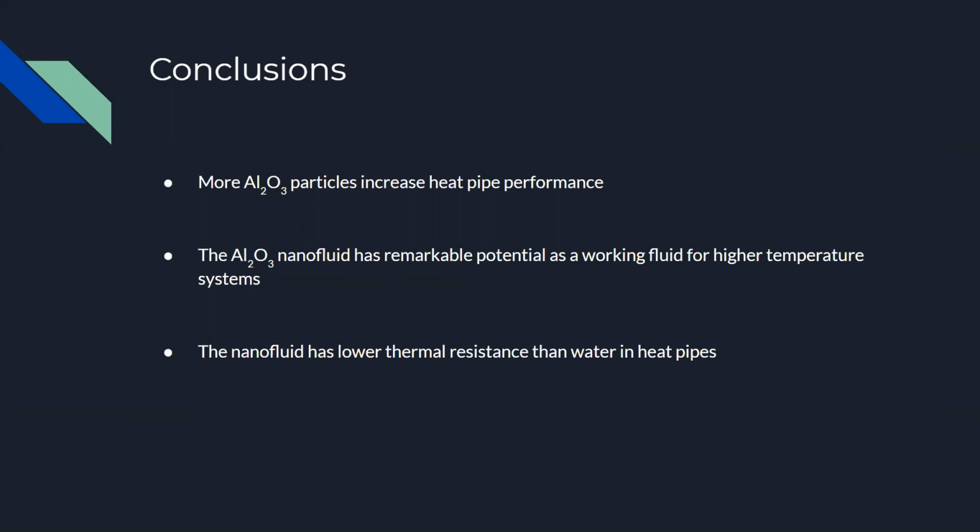The overall conclusion that they got was that higher concentrations of aluminum oxide particles in the nanofluid correspond to higher performance of the heat pipe. Since the nanofluid keeps the system at a lower overall temperature than water, the nanofluid has the potential to be very useful in heat pipes for higher temperature systems where temperature might be a constraint. The major cause for these conclusions is that the nanofluid was determined to have a lower thermal resistance than water when used as a working fluid.